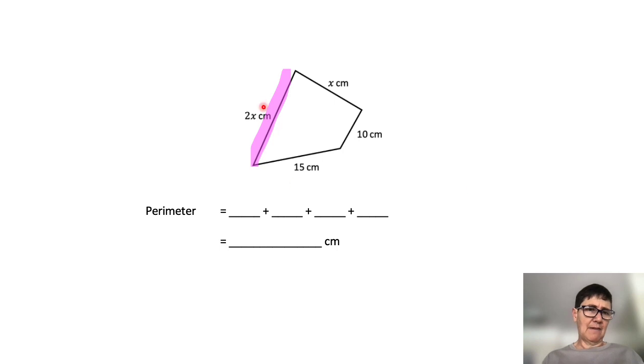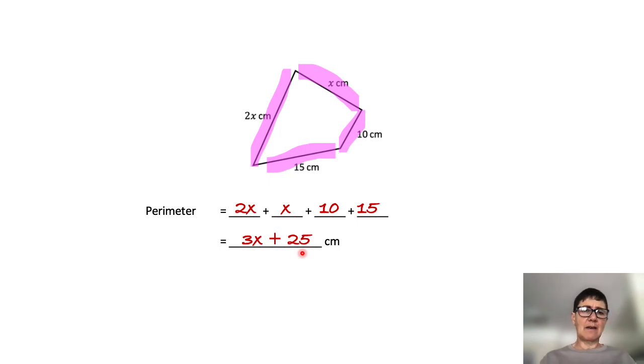That length there, 2x. I'm just writing 2x. Next length that I've highlighted is 1x. Next length, 10, plus the last length, 15. So I'm going to put them together. I've got 2 x's plus 1 more x, I've got 3 x's. And then we've got 10 plus 15 is 25. So I'm going to write down 3x plus 25.